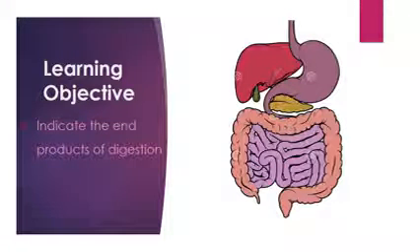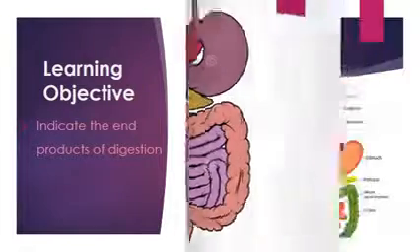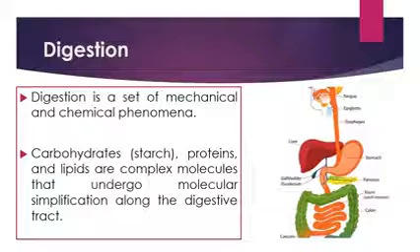Our learning objective for today is to indicate the end products of digestion. Let's review a bit about digestion. Digestion is a set of mechanical phenomena, meaning contraction of the muscles of the digestive tract and organs, and the mastication, the grinding, at the level of our teeth.